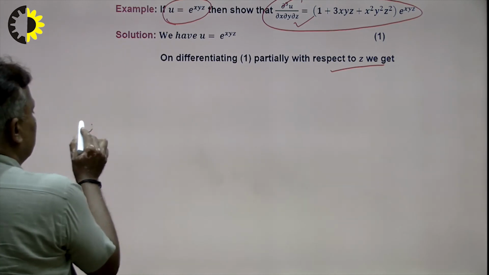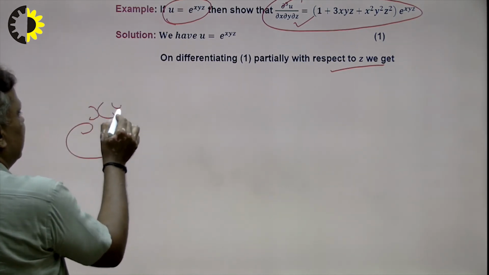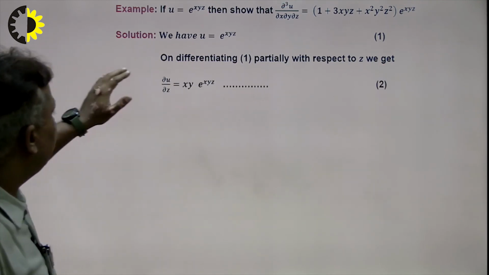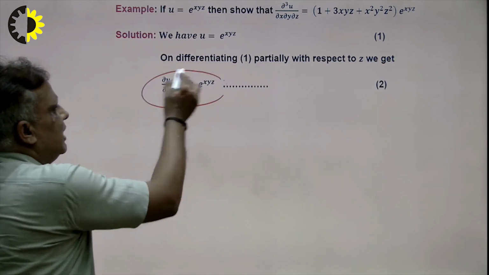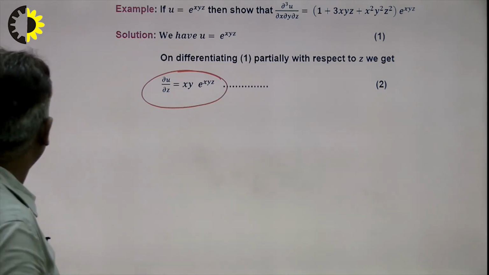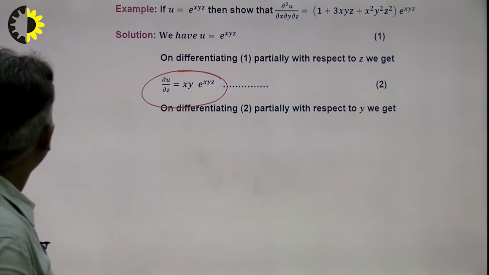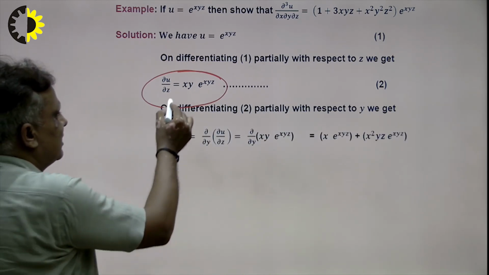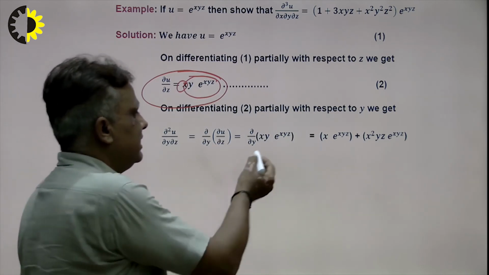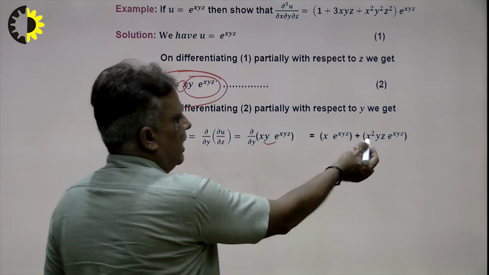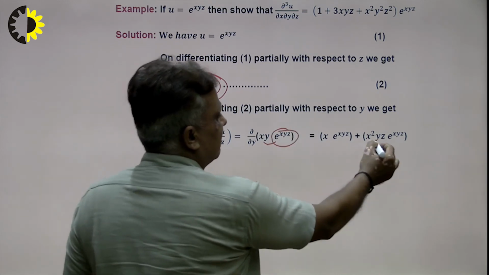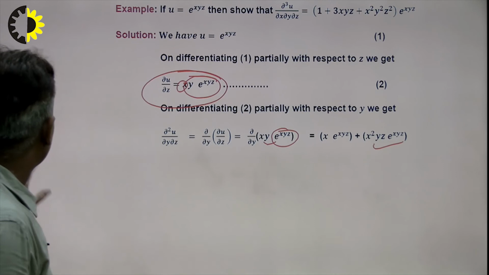Suppose students want to differentiate e raised to the power xyz with respect to z. What will be the result here? With respect to z, xy is constant, and the result will be xy times e raised to the power xyz. Now we differentiate with respect to y. How to differentiate with respect to y? That means x is constant, and we apply the product rule. x is as it is, y differentiation is 1, and x is as it is, y as it is, and e raised to the power xyz with respect to y, and this is the criterion to solve the problem.